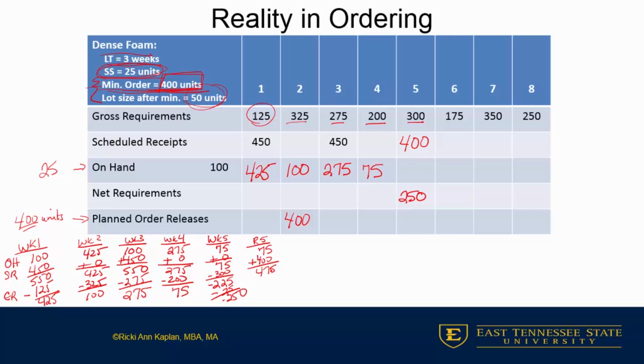I need to use 300 of those units, which gives me 175 units left over. So on hand at the end of week 5 is 175 units. It is greater than 25. My safety stock is satisfied. I'm able to move on to look at week 6.